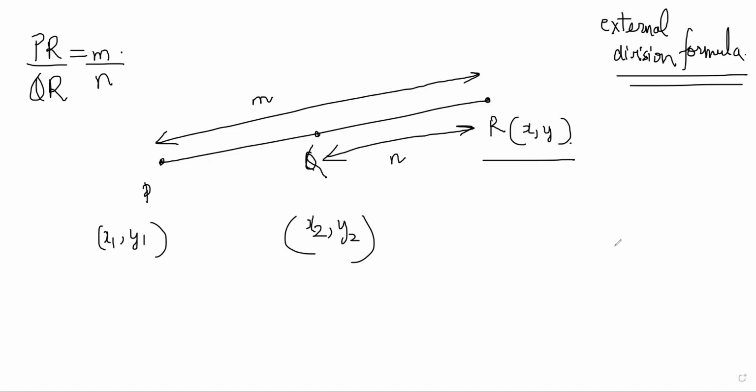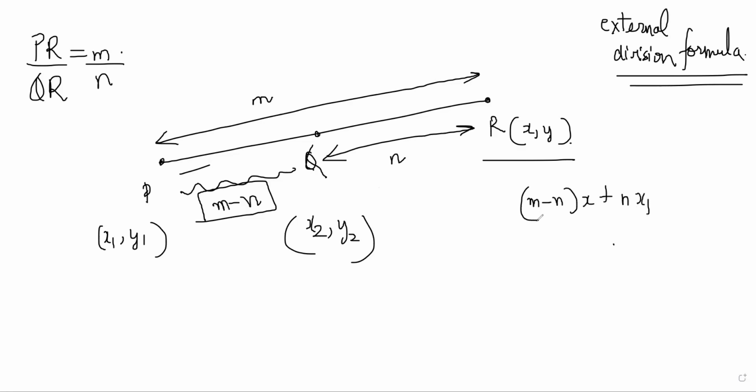That's m. The ratio between P and Q is m minus n. Yeah, this is m minus n. And then you can just apply the section formula. (m minus n) times x plus n times x1, over m, is equal to x2. Right, so that is correct.